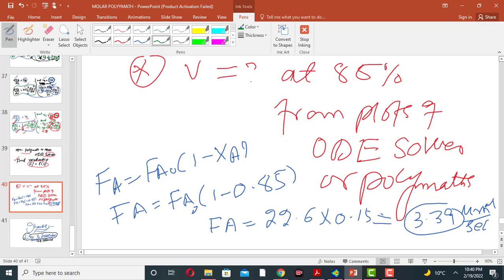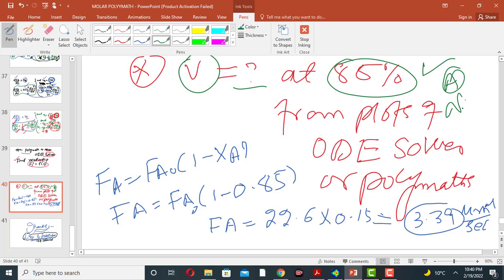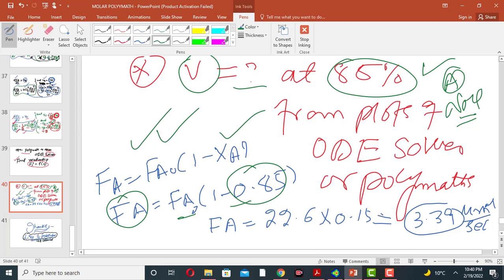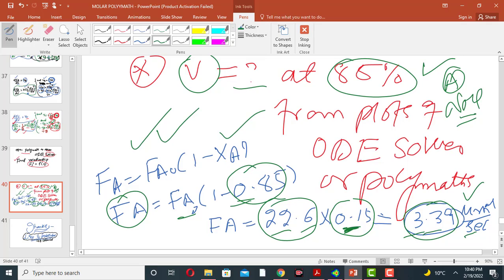And the second step was volume. Find the volume of the reactor at 85% conversion of component A, which was nitrogen oxychloride. So 85% conversion. This was FA is equal to FA0 into 1 minus XA. XA is given to us. The value of FA0 was given to us as 22.6 micromole per second, and 1 minus 0.85 becomes 15% or 0.15. So this was our final FA, 3.39 micromole per second.